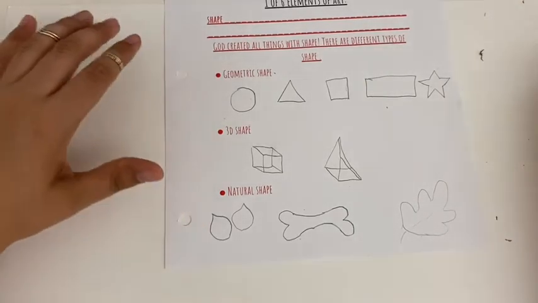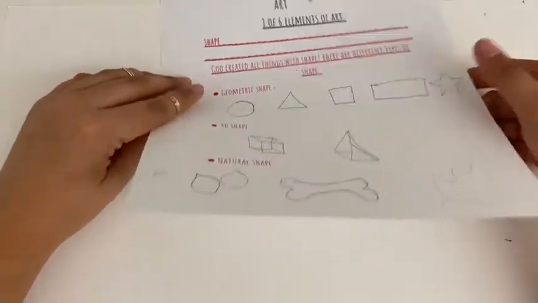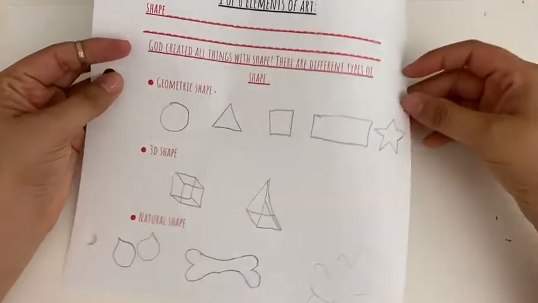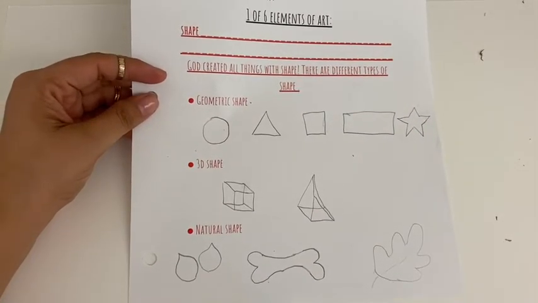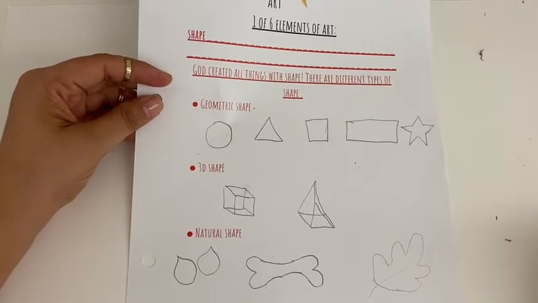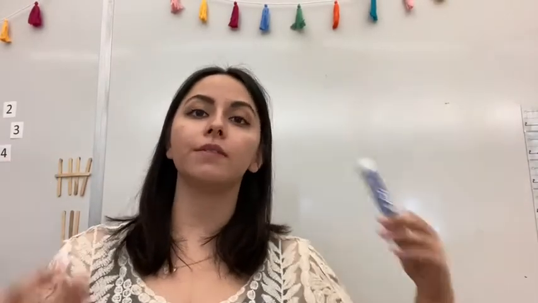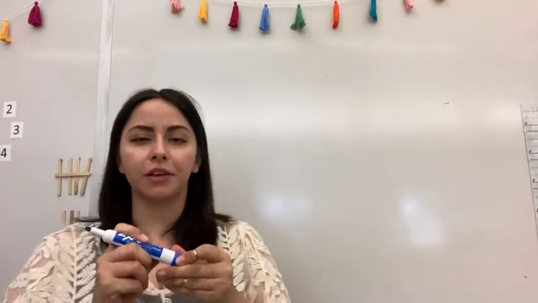All right, so now that we know a little bit about shape, and you should have this page filled out kind of like mine, we are gonna go ahead and start our art project. All right, so what is shape again? Shape is what gives form to things. All right, like we drew a couple little things on our page.